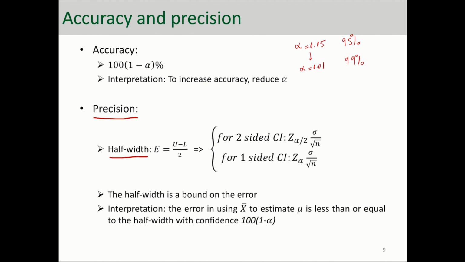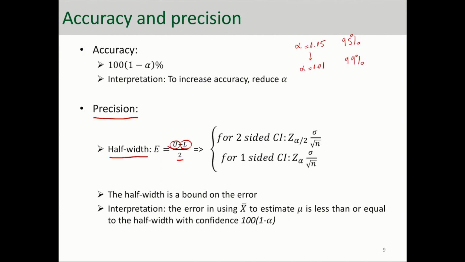But precision of a confidence interval depends on a metric that is called half-width. And half-width is essentially half of the width of the confidence interval. Upper confidence limit minus lower confidence limit divided by 2 is the half-width, or the width of confidence interval.